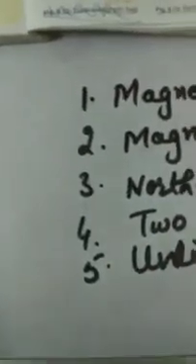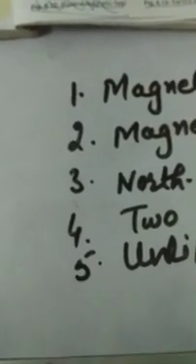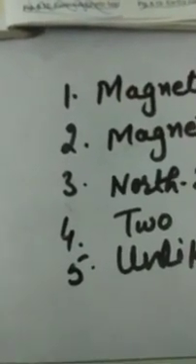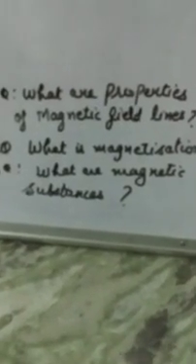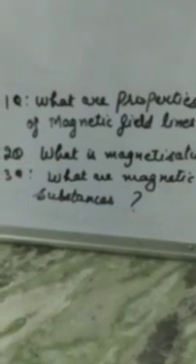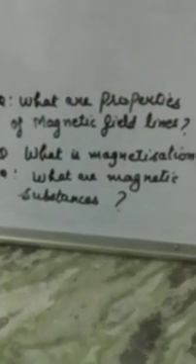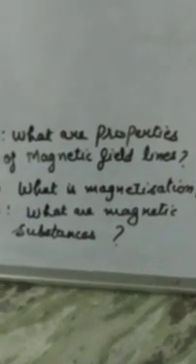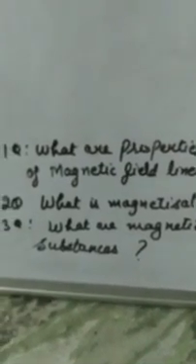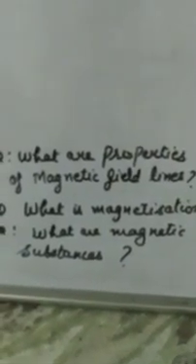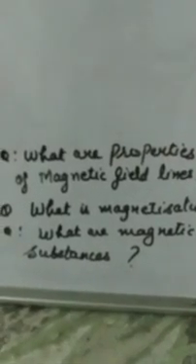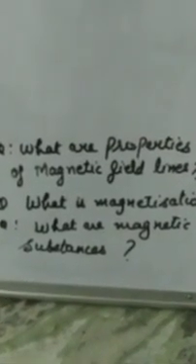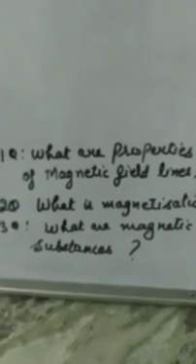Up to this, you have to revise the full chapter, and I will give you 2-3 questions you have to practice. First question, what are the properties of magnetic field lines? Second question, what is magnetization? Third question, what are magnetic substances? Revise the full chapter and practice these 3 questions.